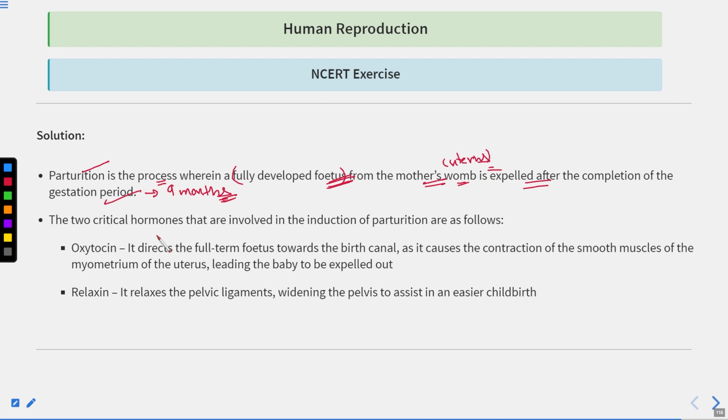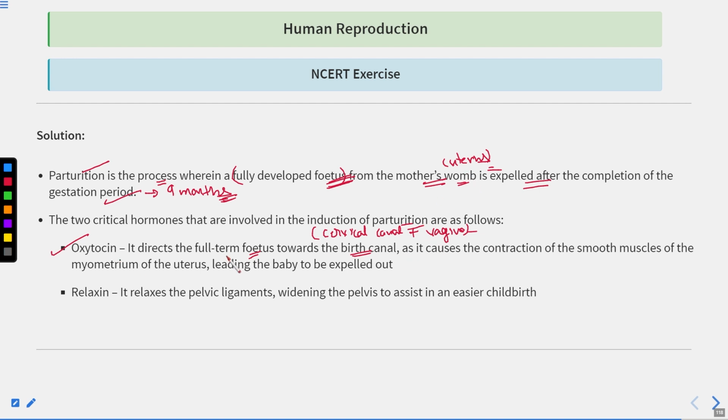Clear? Now, two critical hormones that are involved in the induction of parturition are as follows. The first one is oxytocin. What is the function of oxytocin? It directs the full-term fetus towards the birth canal. The birth canal is made up of the cervical canal and the vagina. Or you can say just vagina also. Sometimes people say vagina is also known as the birth canal. So the cervical canal along with the vagina is known as the birth canal.